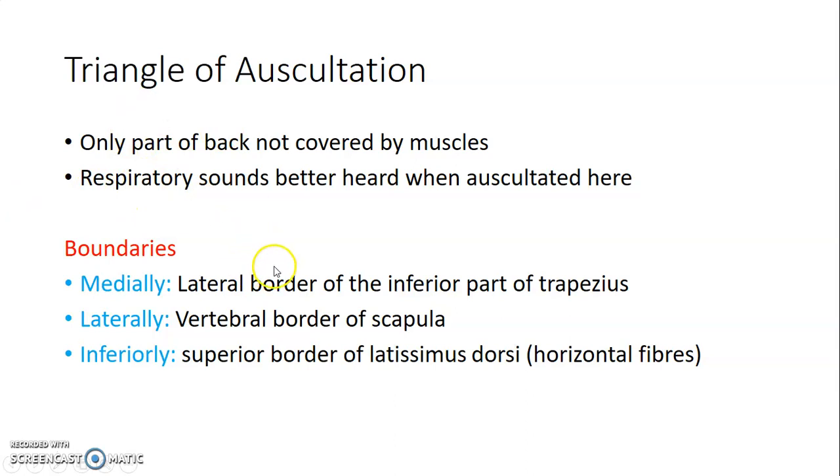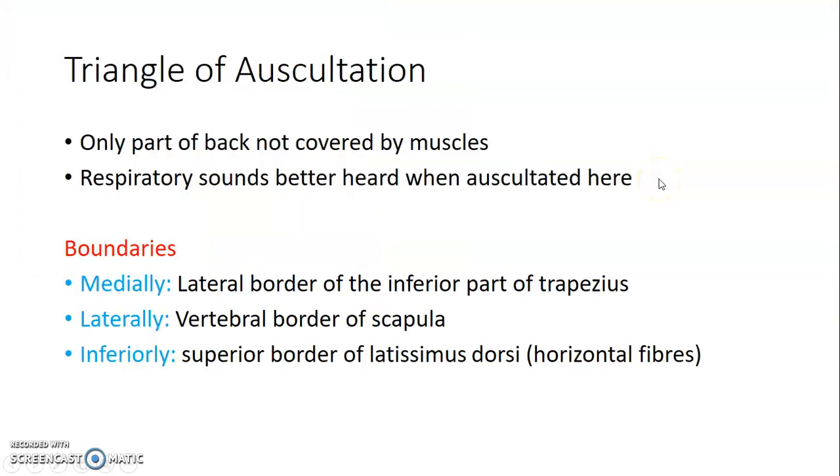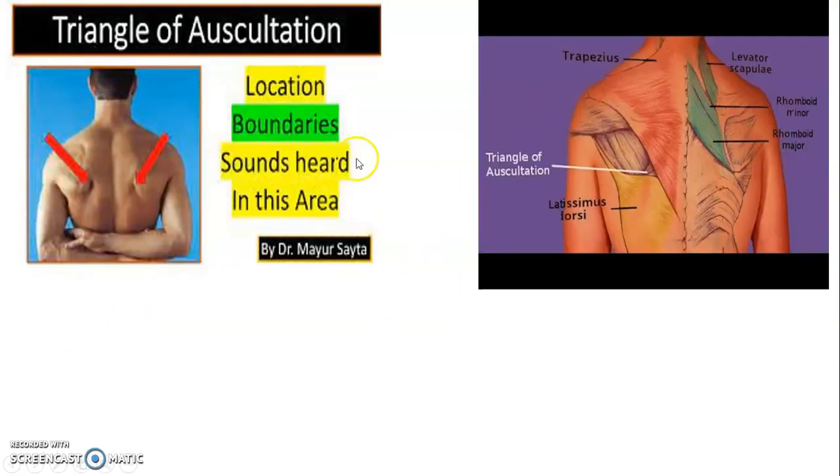So what are the boundaries of the triangle of auscultation? On the medial part, you have the lateral border of trapezius. This is medially, this is your trapezius muscle. Then laterally, you have the vertebral border of the scapula. So this is your triangle here.